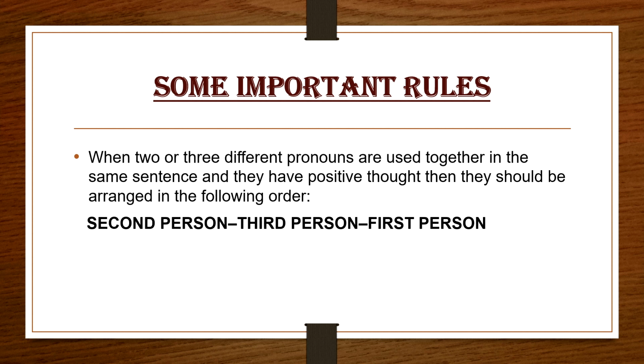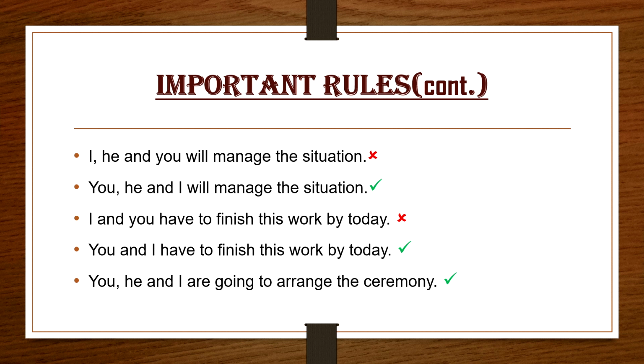Now, we will discuss some important rules related to pronouns. Now, here is the first rule. When two or three different pronouns are used together in the same sentence and they have positive thought, then they should be arranged in the following order: second person, then comes your third person, then your first person. So, this order is very important, keep this in mind. It is a very important rule. Now, here are few examples related to it.